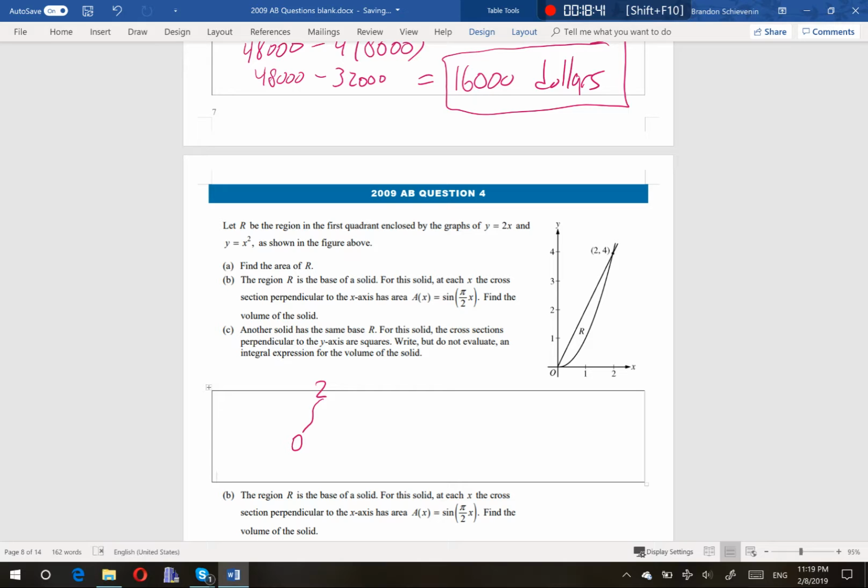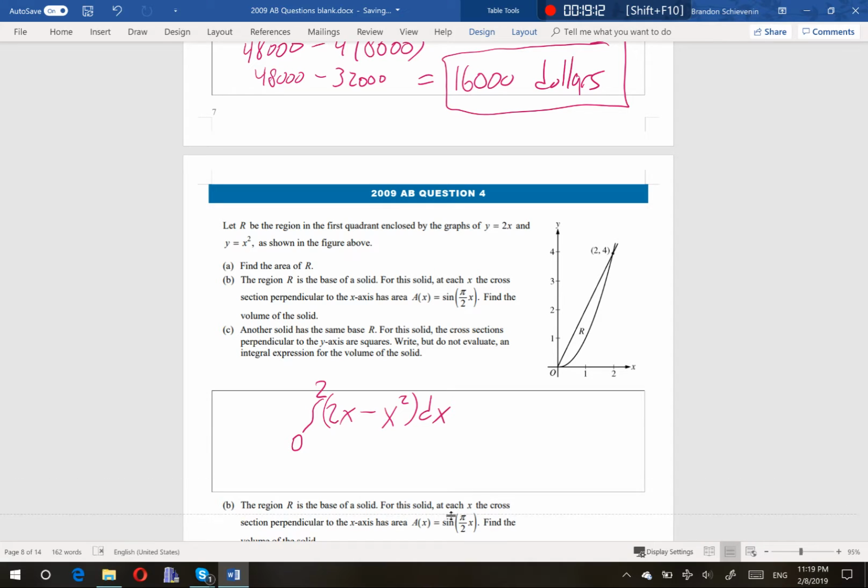I'm just getting the area, so we don't need pi. I just need my top and bottom function. So which function is on top? Top would be 2x. Okay, so I need top function minus bottom function, so that'll give me what? 2x minus x squared. Perfect.